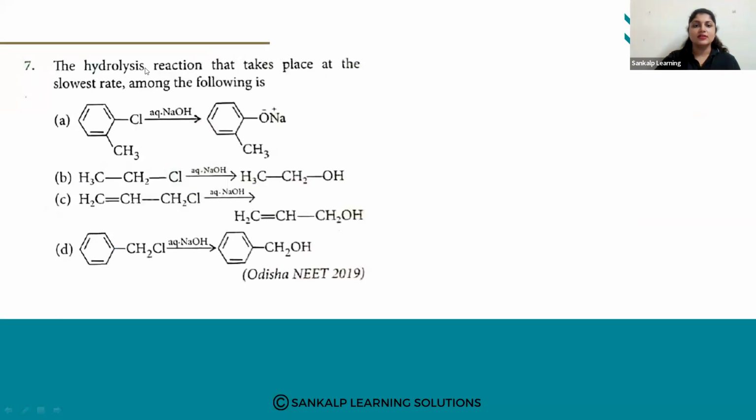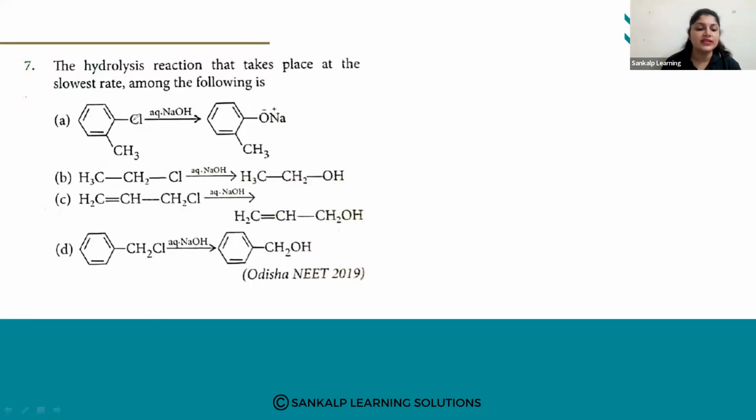The hydrolysis reaction that takes place at the slowest rate among the following is. So these are the 4 reactions which they have given, and amongst the following you have to tell. Just a second. So there are 4 options, 4 reactions are given. Okay, this is the first reaction.